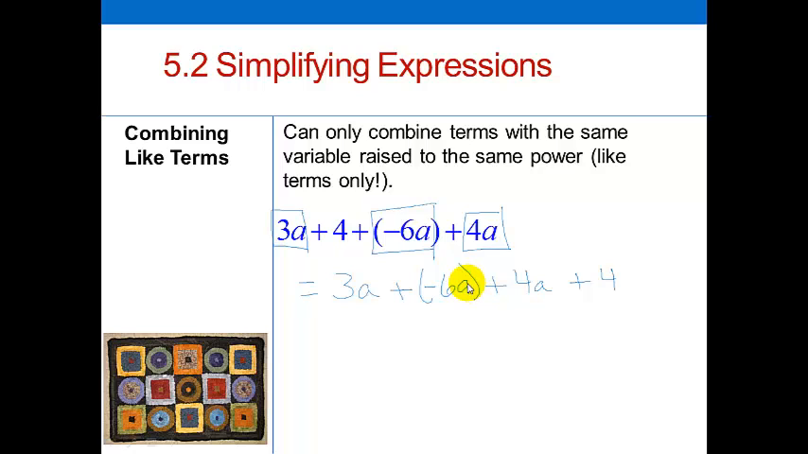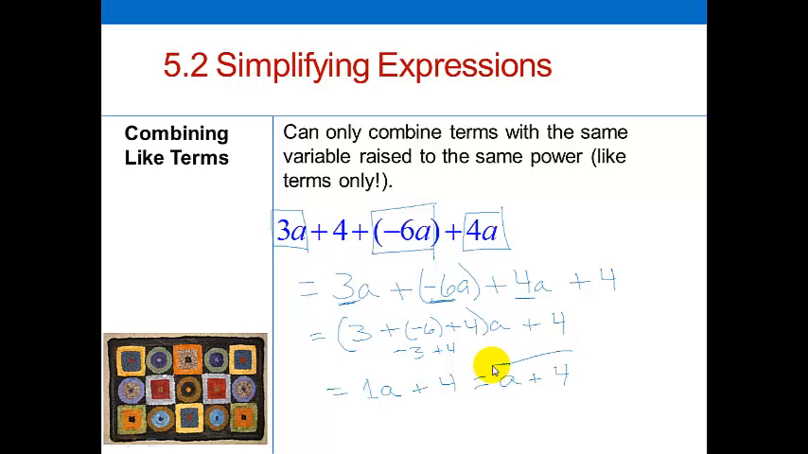Now I can only combine the ones that have the like term, which is the variable. So I'm going to look at the 3, negative 6, and 4. You could think about it as 3 plus negative 6 plus 4, and then I'm going to end up multiplying that by the a, plus 4. So 3 plus negative 6 is negative 3. Negative 3 plus 4 is going to give me 1a plus 4. And again, if you don't want to write this one, you don't have to. You could just rewrite this as a plus 4. But there's nothing else I can do.